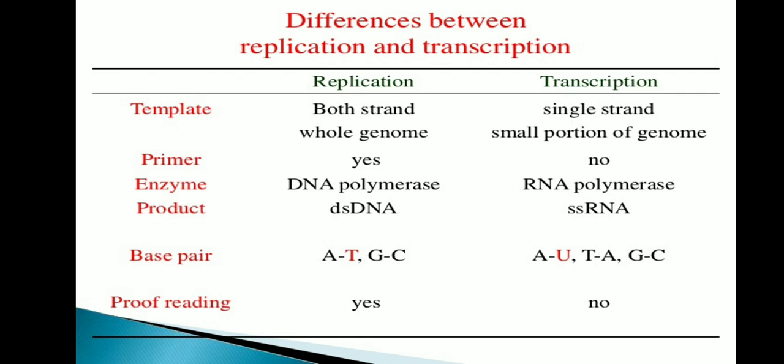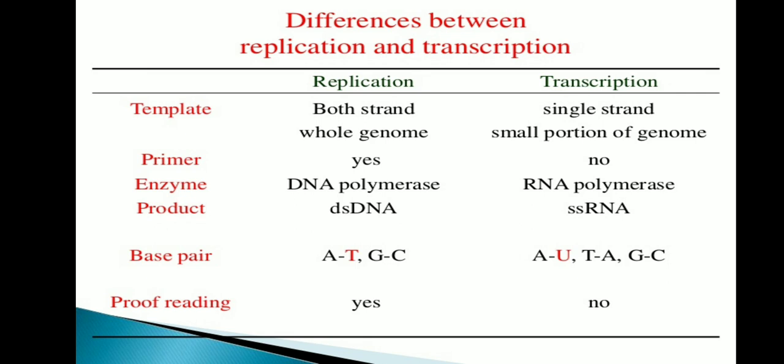The enzyme involved in the DNA replication process is called DNA polymerase, and the enzyme involved in the transcription process is RNA polymerase. So the product of DNA replication is double stranded DNA, while the product of transcription is single stranded RNA. So there is a very important point, you have to focus here.